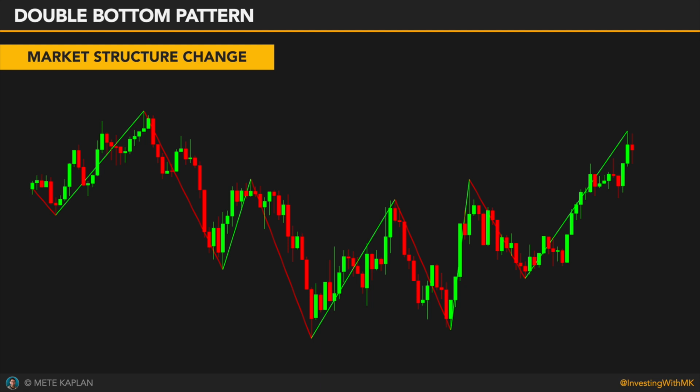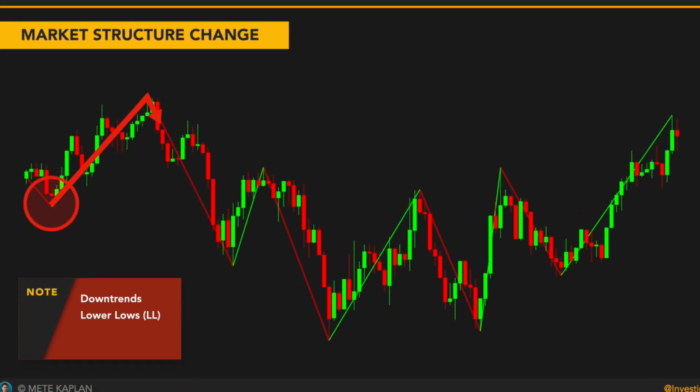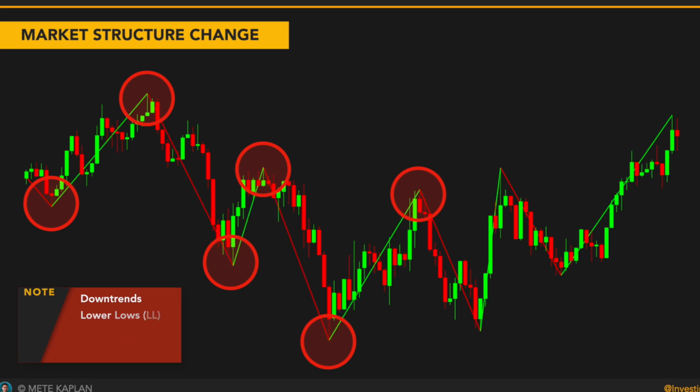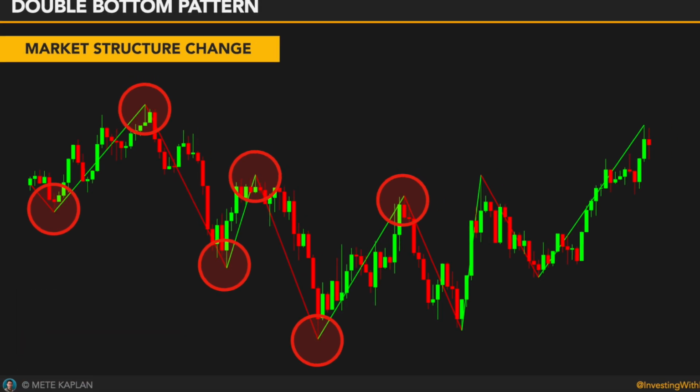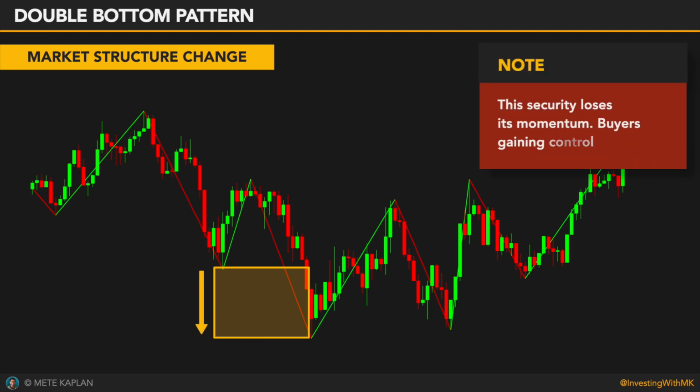Let's understand market structure change. In a downtrend, you'll commonly see lower lows and lower highs. This is your current market structure and current price action. And there is momentum. Every security has momentum. If the length between lower lows gets shorter and smaller, it means that security loses its momentum.